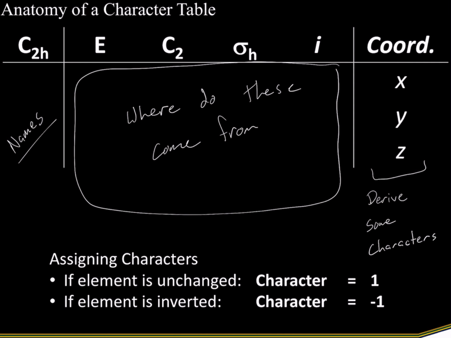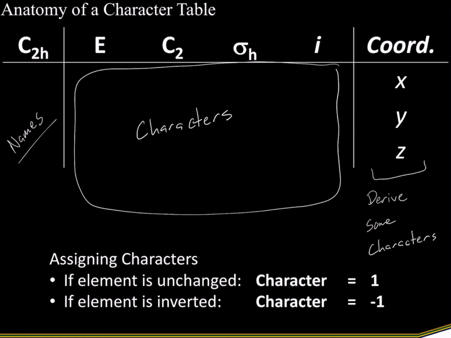So what we have here in the central box, these are what we call the characters. If you're looking through our different point group tables that we have access to, there's lots of ones and minus ones. There's some zeros, some twos. If you look closely, you'll see some threes, and we'll get into that as we learn what these characters are and where they come from. They come from looking at our coordinates and imagining how our coordinates change under these different symmetry operations.